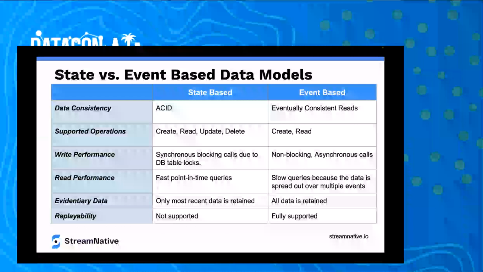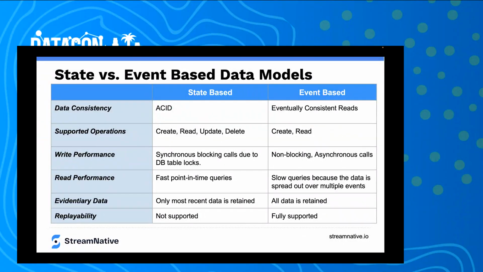Read performance varies. If you want a point-in-time answer, if you're doing a query with an index and you know exactly what data you're looking for, a database can be very fast. But with event-based, it's going to be slower because the data is spread out over multiple events. So if you don't know exactly what you have, or you haven't pre-computed it, you have to go back to that event source, scan all that information, and calculate it on the fly, right?